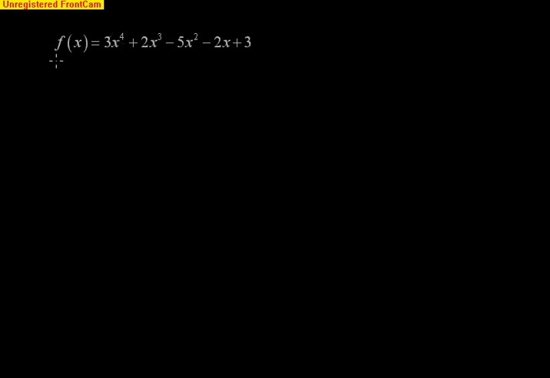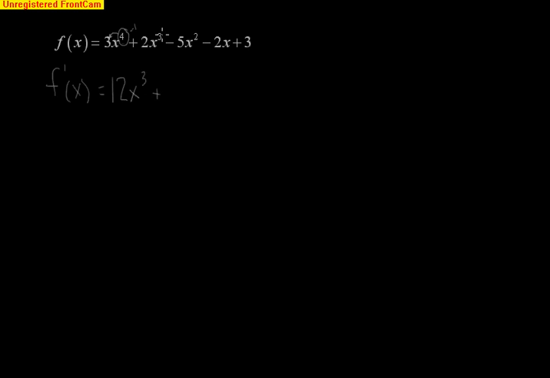This is the original function here, f of x equals 3x to the fourth, 2x cubed minus 5x squared minus 2x plus 3. And by the power rule, we know that we can take the exponent, which was the 4, multiply it by the coefficient. So we'll get 12x, and then we can subtract the power by 1 and that gives us 3. And we can do that same thing for all parts of the polynomial.